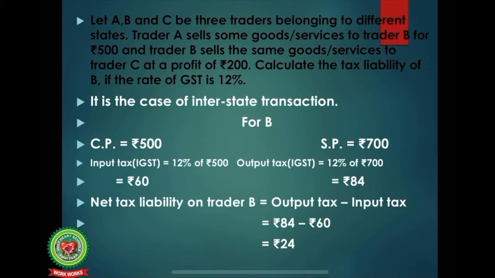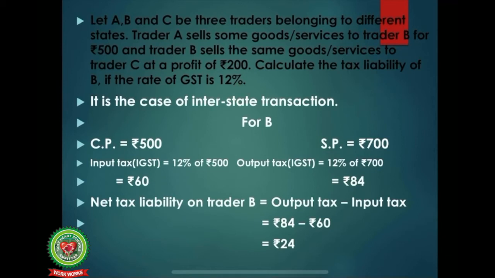Now for B, the cost price is rupees 500 and this is the price at which he has bought the goods from trader A. Now he has sold the same goods and services to trader C at a profit of rupees 200. So his selling price will be rupees 700. That is 500 which he has paid to trader A plus 200, the profit which he has charged from trader C. So his SP amounts to rupees 700. The rate of GST given is 12%.